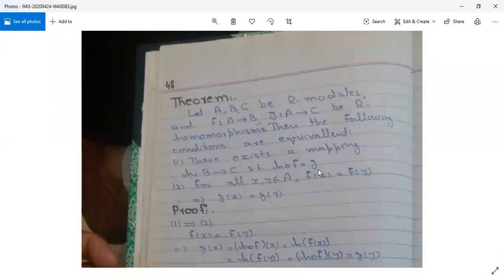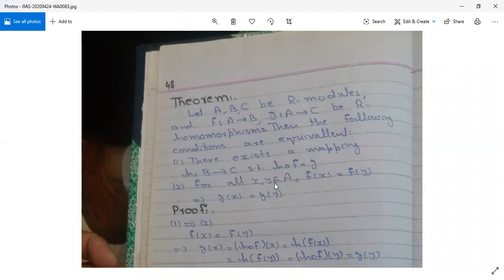This theorem is also very important. It is based on sequences, and composition of functions is also used in this theorem. So let's start the statement of the theorem. Let A, B, C be R-modules, and f a function from A to B, and g a function from A to C, both R-homomorphisms. Then the following conditions are equivalent. First, there exists a mapping h from B to C such that h composition f is equal to g.